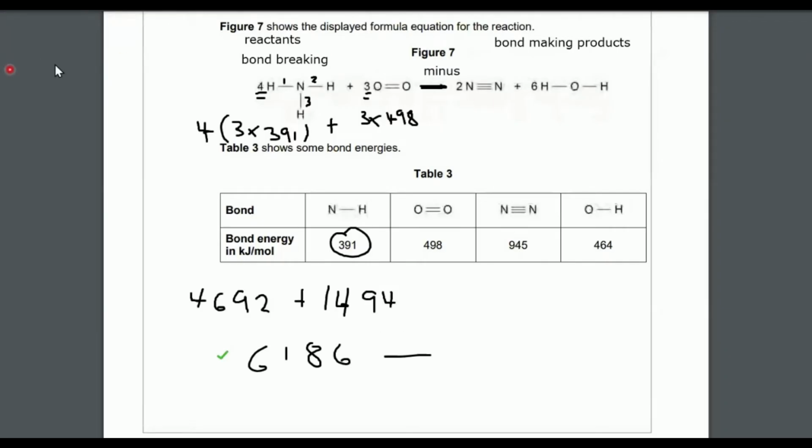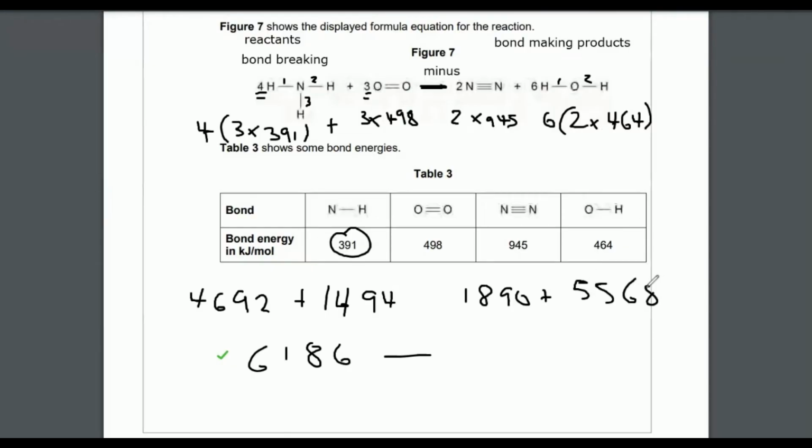We're then going to put minus. Now we work out the energy released in bond making. And we've got 2 of these NN or nitrogen bonds. So 2 times 945, which equals 1890. And then we've got 6 times OH, but there's 2 of them in each water molecule. So really, it's 12 times OH, or 6 times 2 times 464. So you've got to do 12 of those, and that equals 5568. We add that to the original 1890, and we'll get the overall energy released in bond making.